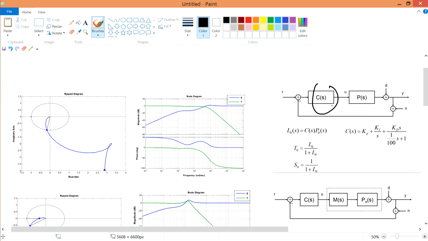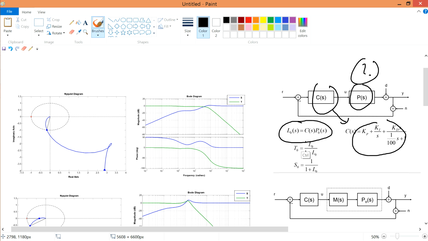C is a PID controller, just as an example. P also has its own transfer function, which we don't know, but this transfer function multiplied with C will give you L0. Then you can construct your T and your S based on this L0, and then you can construct the Nyquist plot and the Bode diagram.